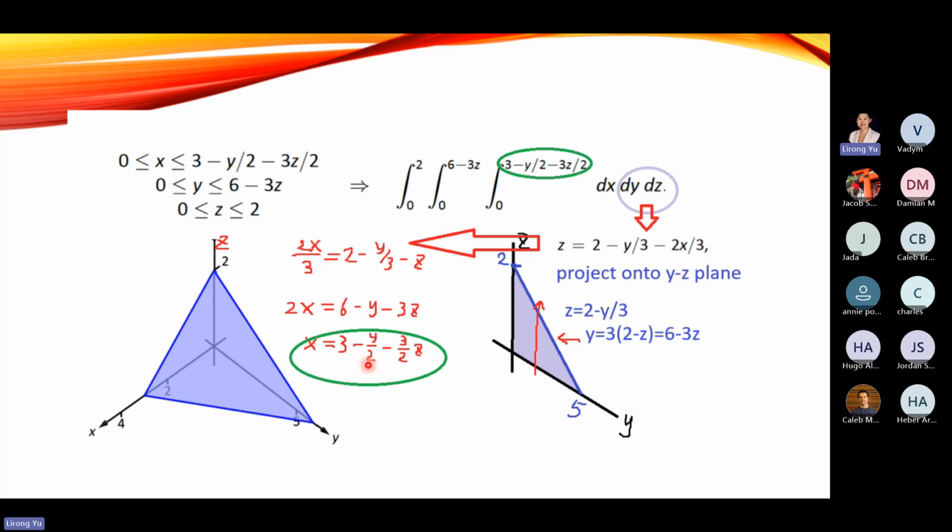After you solve for the x value from the surface, this x value is our upper boundary for the integration limit of dx. So it's the x boundary. Now we have finished all three, the dy, dz, and the dx. That's how you identify proper integration limits in a triple integral if the surface is given.